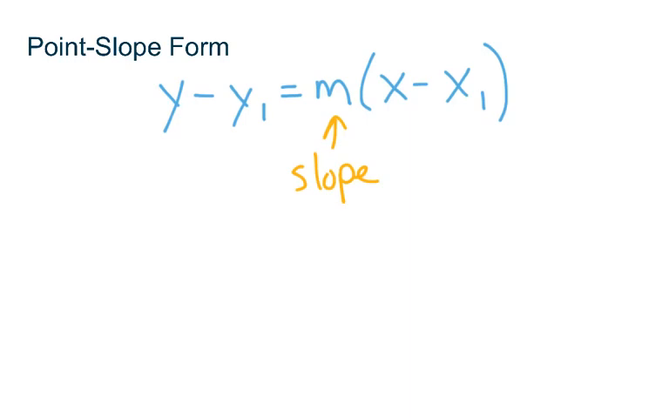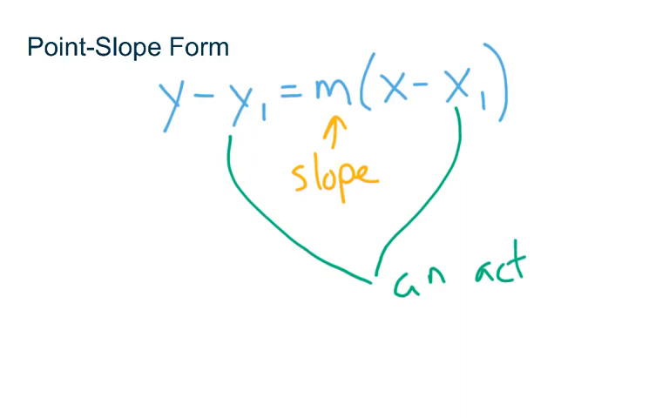Now what's sneaky here is that we have x1 and y1. What this refers to is an actual x, y point. The thing is, these will actually be numbers. So these are going to be given to you in numbers.